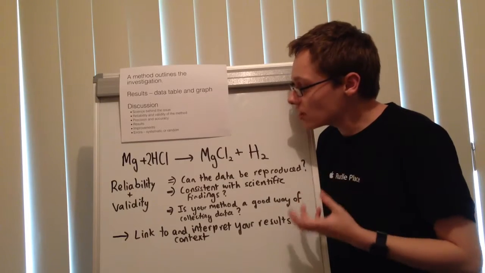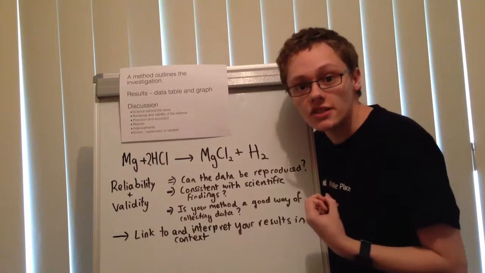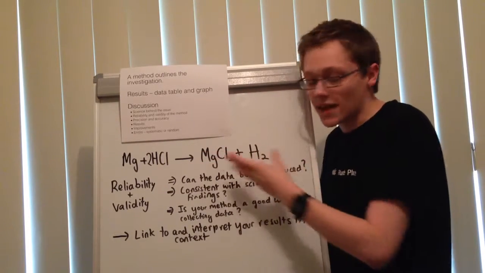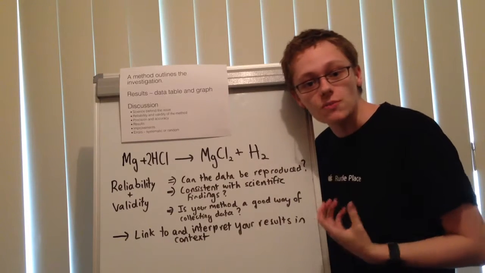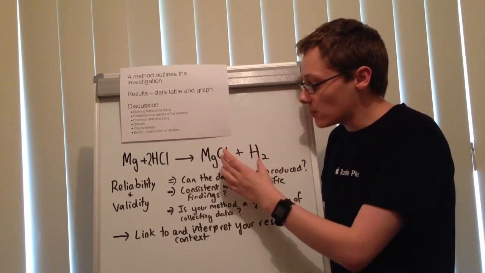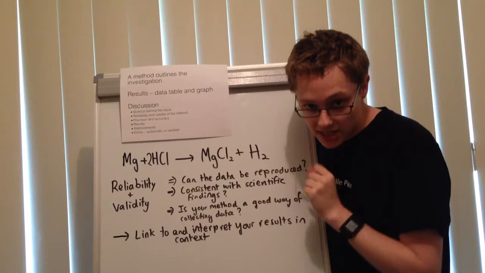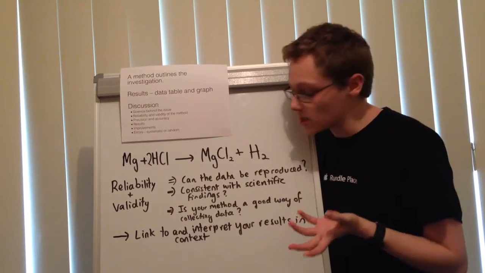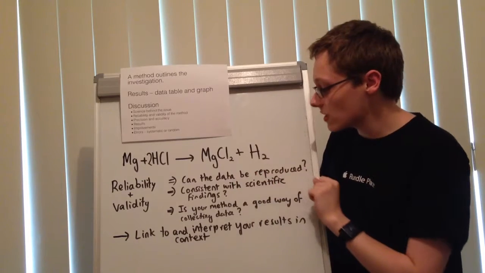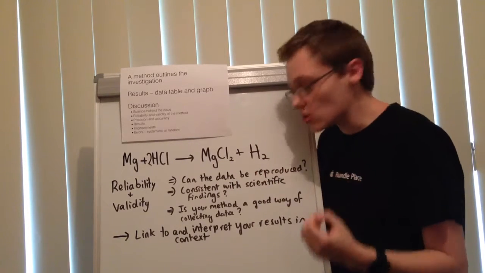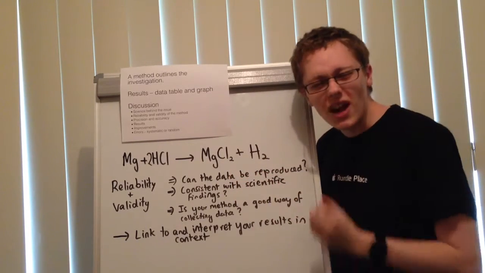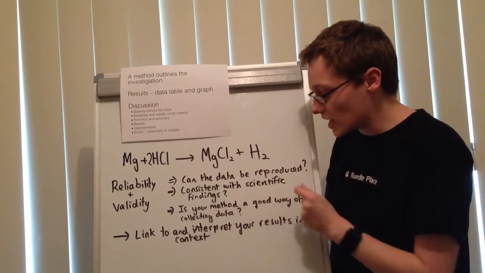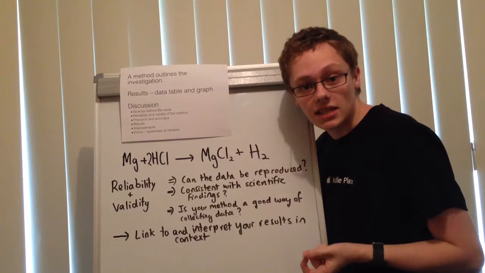So for the discussion, you might explain the science behind what you have been investigating. For example, you might have some balanced chemical equations or some diagrams. You might also want to comment on the reliability and validity of the investigation, the results and the method. So you might want to consider questions like, can the data be reproduced? Is it consistent with current scientific findings? And also, is the method a good way to collect data?